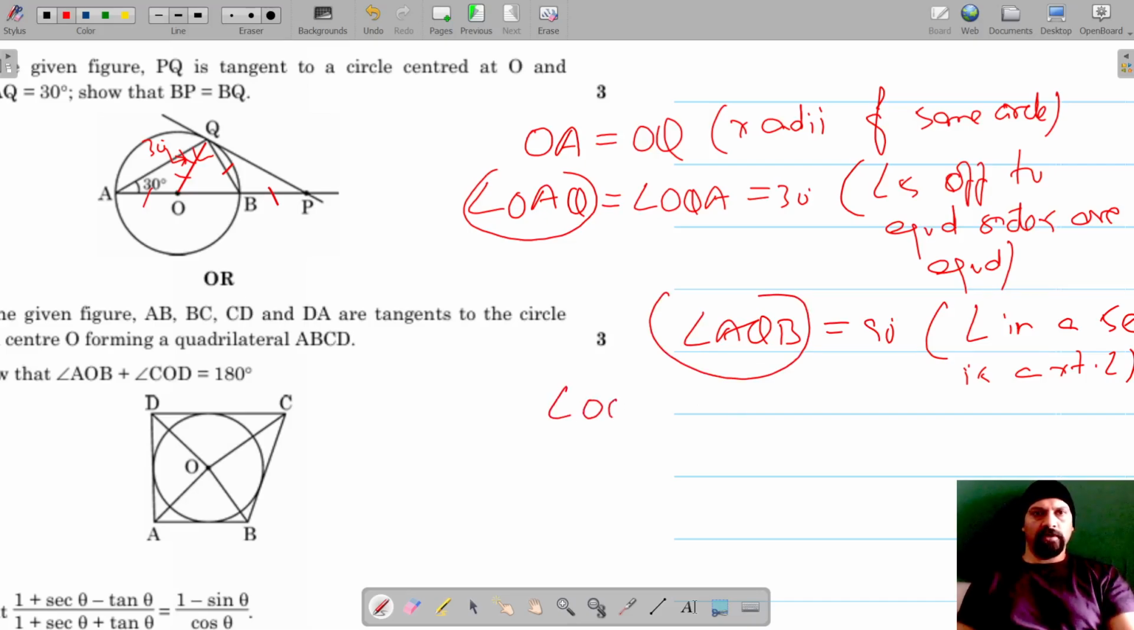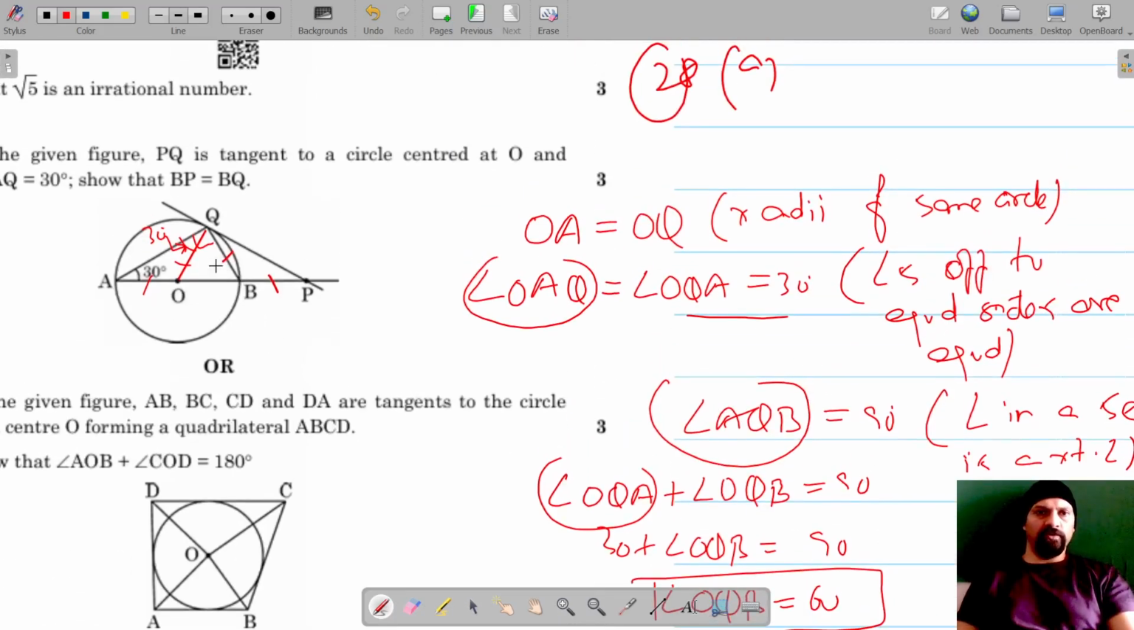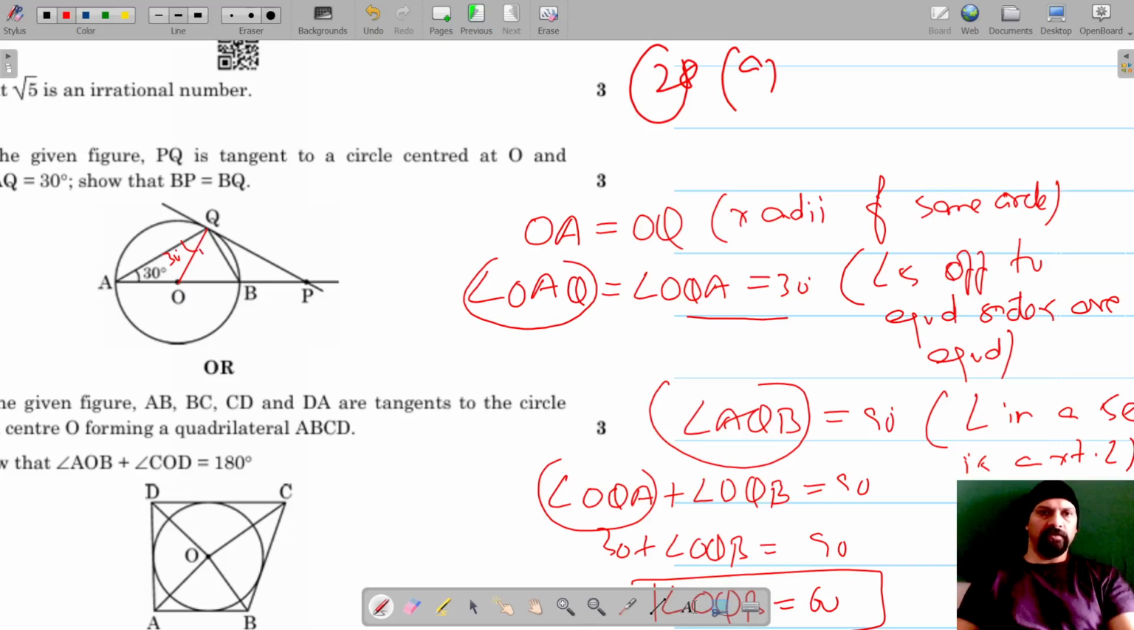So this angle AQB is the combination of angle OQA plus angle OQB. And we know the value of OQA, which is 30 degrees. So 30 plus angle OQB is equal to 90, which gives us angle OQB is equal to 90 minus 30, which is 60 degrees. So angle OQB, this angle, is 60 degrees. So far what we have got is that this angle is 30 degrees.